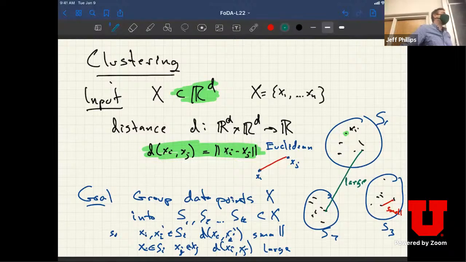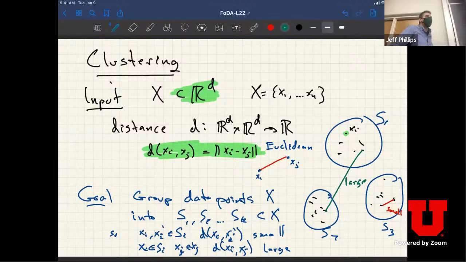So this is an interesting problem. For most of what we'll talk about in class, k will be given as the input. So you'll just be told, okay, you want to find 3 clusters in this case, and I'll tell you that. But this is a really important question: how do I determine how many clusters there should be?